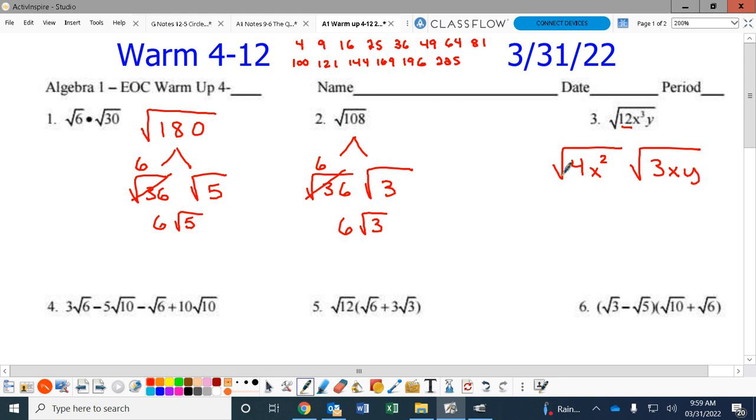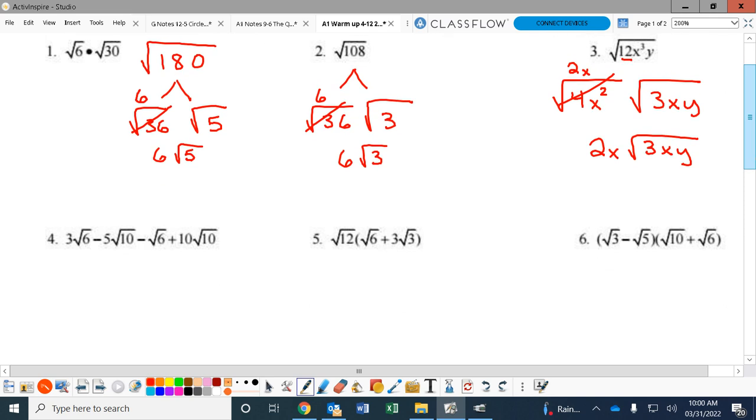Now, we need the square root of 4x squared. What's the square root of 4? 2. And the square root of x squared, guys, just divide the power by 2, and that'd be x. That's all it is. So we'd rewrite it as 2x, and then the square root of 3xy. Questions, concerns, anything about it?